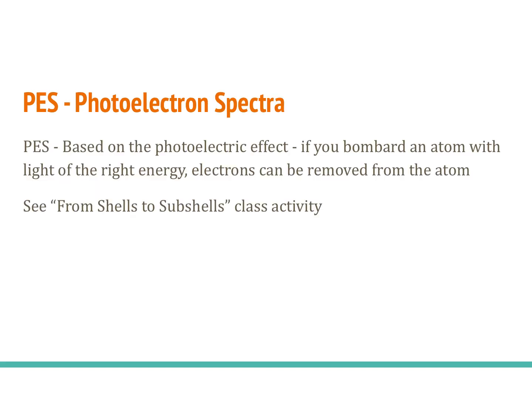Now you're going to dig a little bit deeper into the structure of an atom by learning about PES, photoelectron spectra. They are based on what's called the photoelectric effect, and that means that if you bombard an atom with light of just the right energy, electrons can be removed from the atom. So you're going to go from here onto the from shells to subshells class activity.